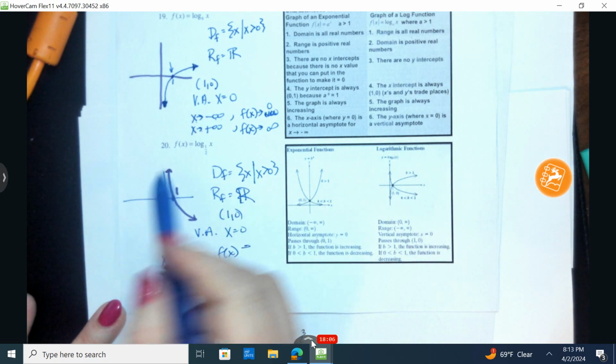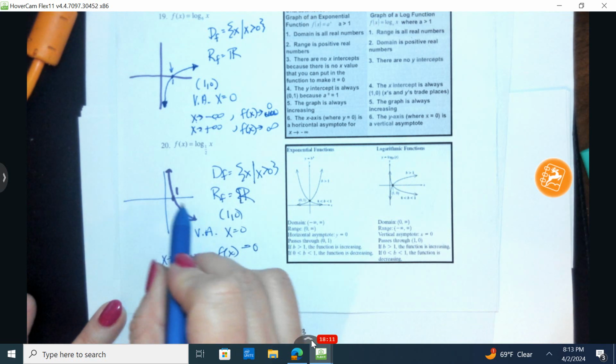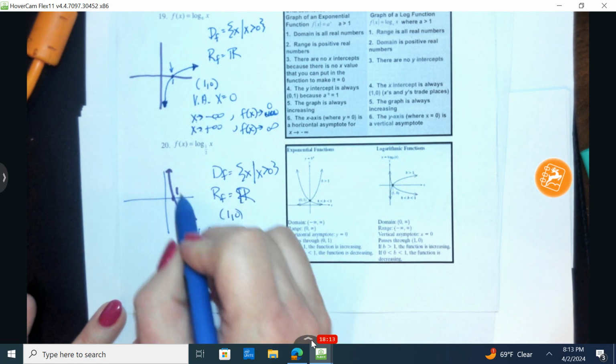Now, as we go to the far left, again, it's approaching 0. And as I move to the far right, instead of it going up, it's going down.